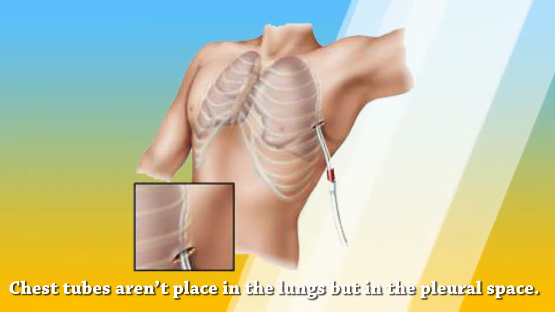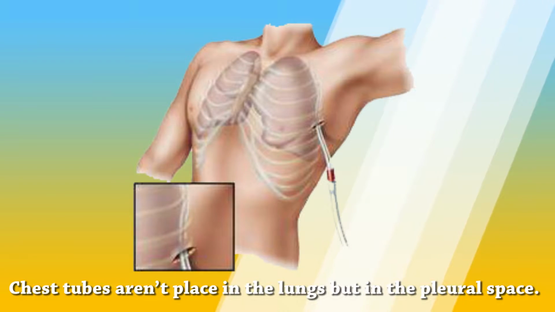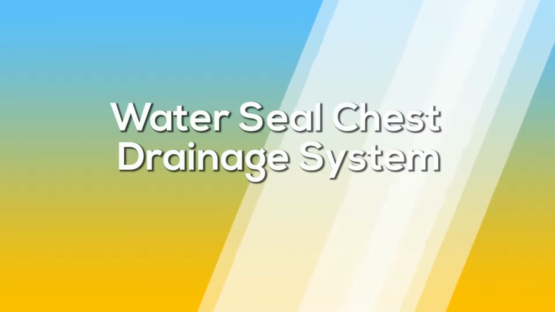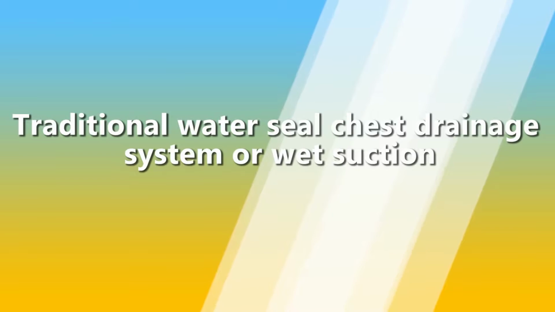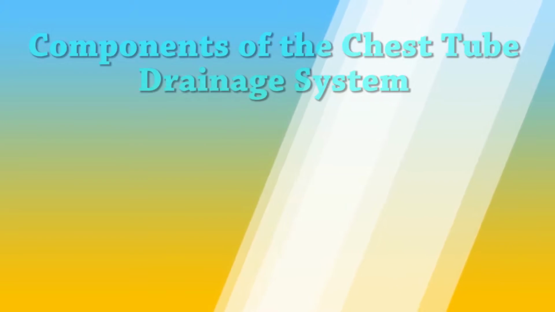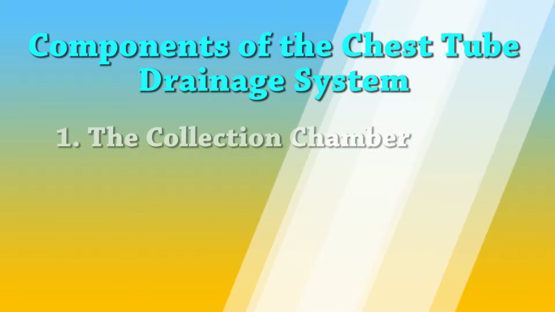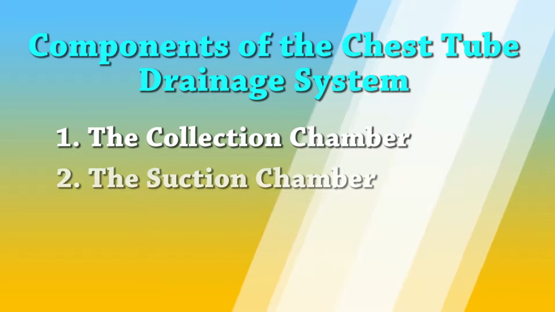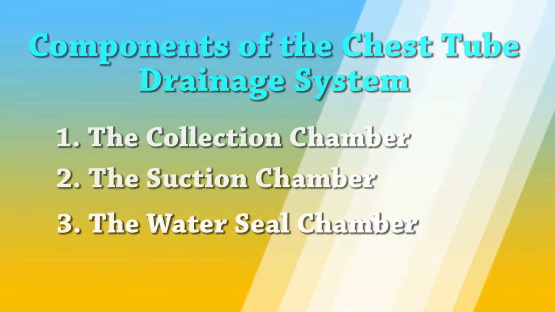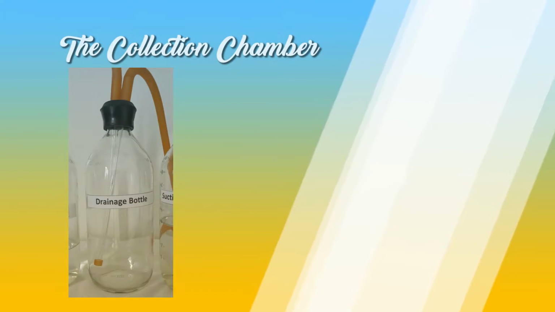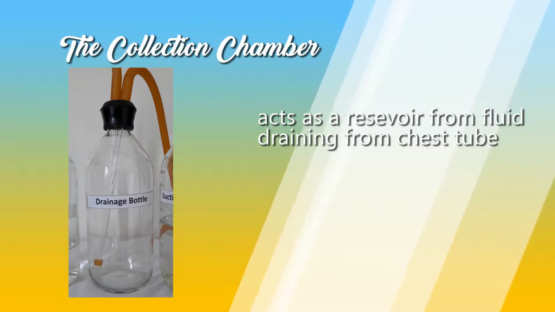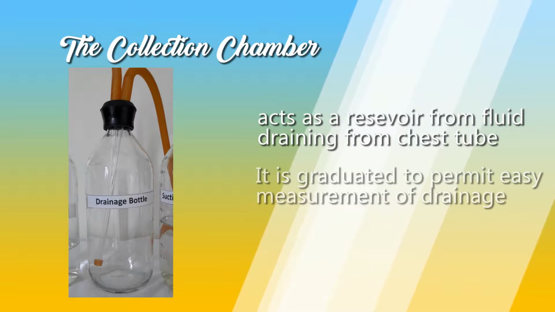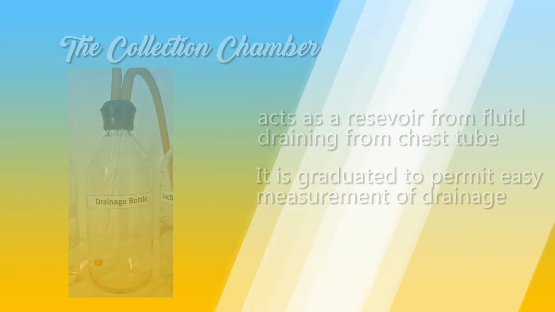Chest tubes aren't placed in the lungs but in the pleural space. The traditional water-sealed chest drainage system, or wet suction, has three chambers: the collection chamber, the suction chamber, and the water-sealed chamber. The collection chamber acts as a reservoir for fluid draining from the chest tube. It is graduated to permit easy measurement of drainage.